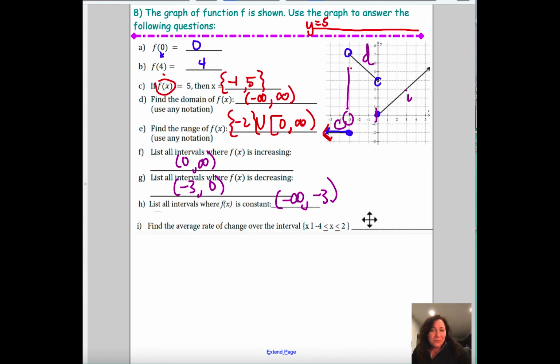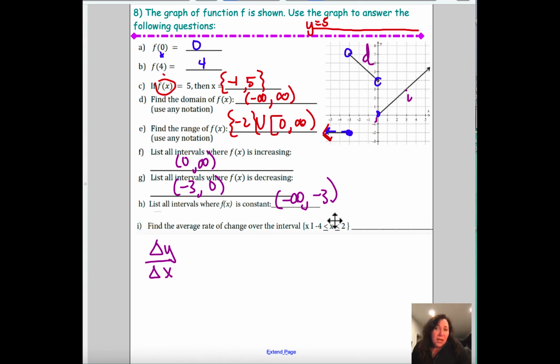Now, the last part is asking me for the average rate of change, which, by the way, is my slope. And so you have two options, all right? Option 1 is basically, well, you can count. And option 2 is to use the slope formula, right? Which is the change in y over the change in x.